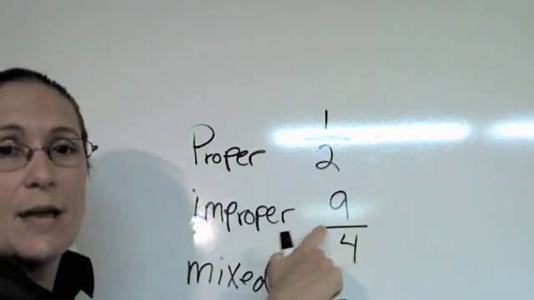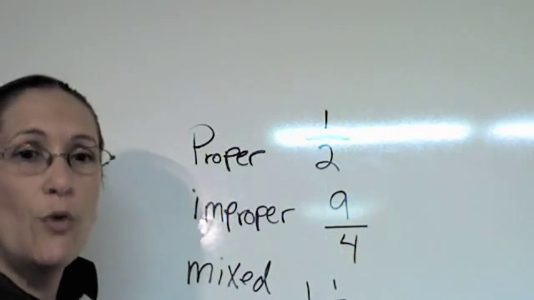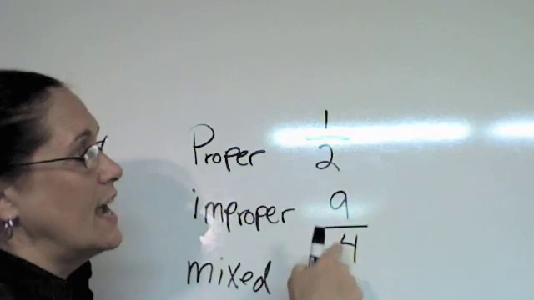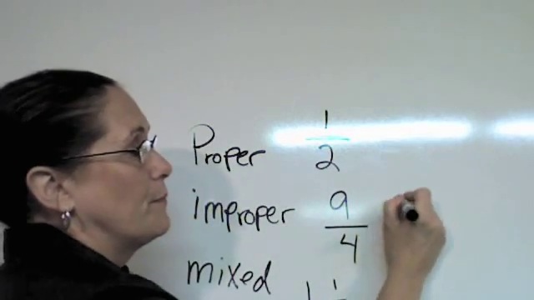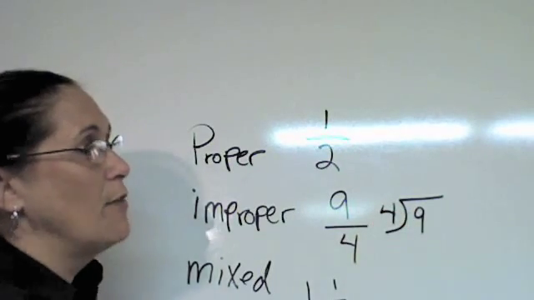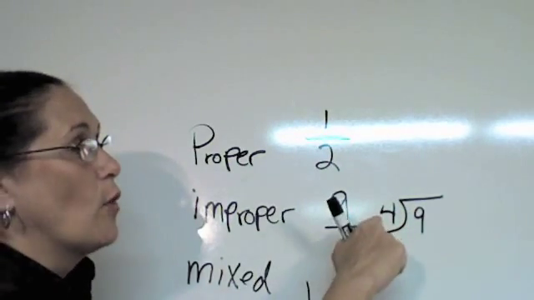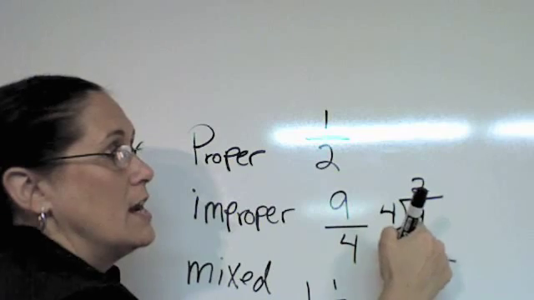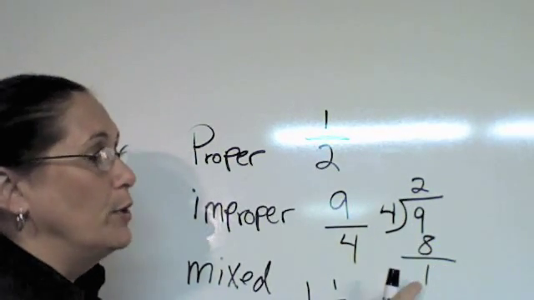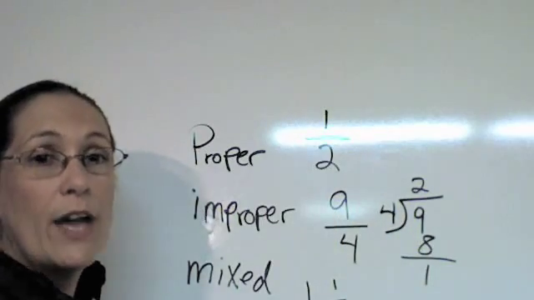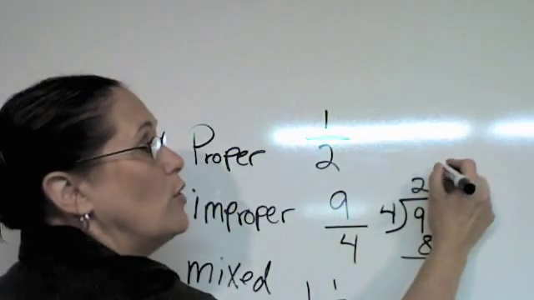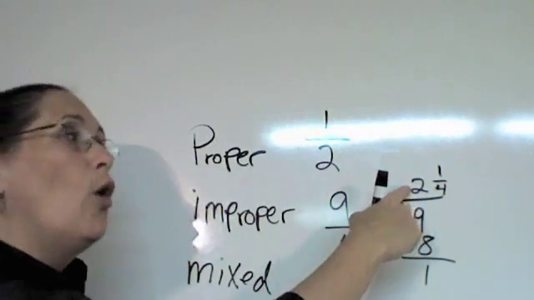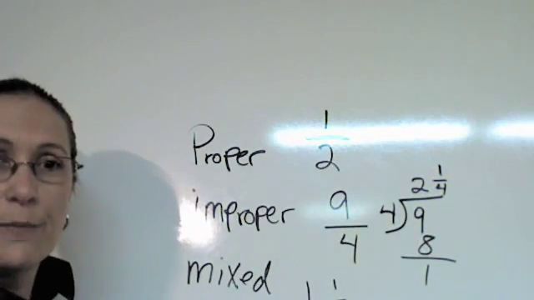I'm going to use this as an example. The improper fraction is 9/4. How do I change that into a mixed number? This is indicating division. 9 divided by 4. Another way to write division. 4 goes into 9 2 times. 2 times 4 is 8. 9 minus 8 is 1. And we put our remainder as the numerator of our fraction. So we would have 2 and 1/4. 9/4 is the same as 2 whole things with 1/4 left over.